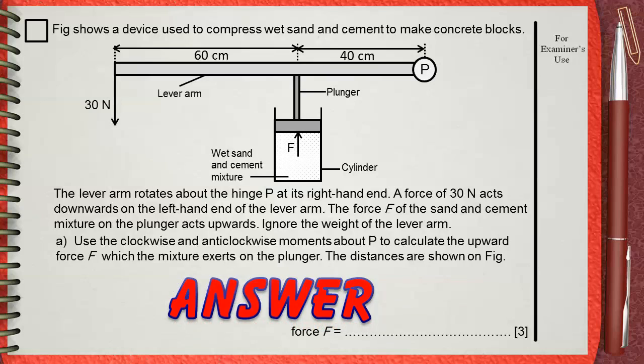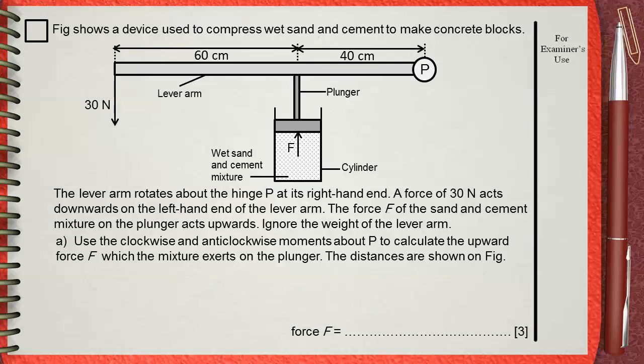The most important thing in moments questions is to identify the pivot. The pivot is the point where the whole system will rotate about. This is our pivot P. The lever arm will rotate about P under the effect of different forces on it.